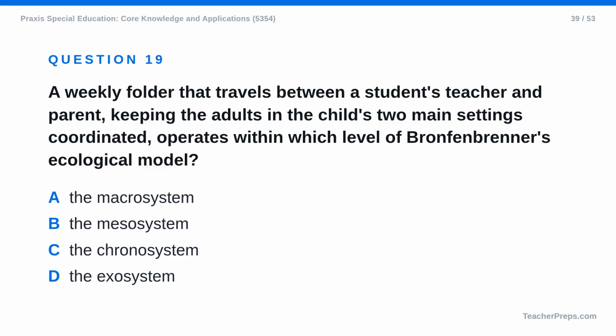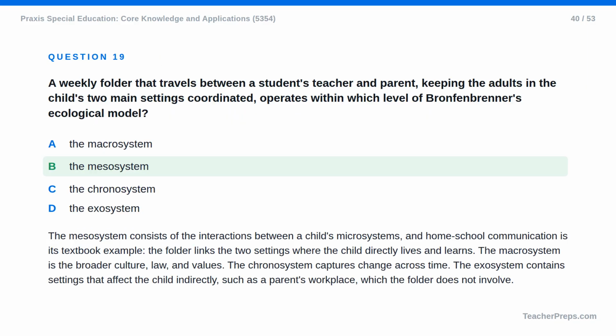Question 19. A weekly folder that travels between a student's teacher and parent, keeping the adults in the child's two main settings coordinated, operates within which level of Bronfenbrenner's ecological model? Pause the video and select the best answer. The correct answer is B. The mesosystem. The mesosystem consists of the interactions between a child's microsystems, and home-school communication is its textbook example.